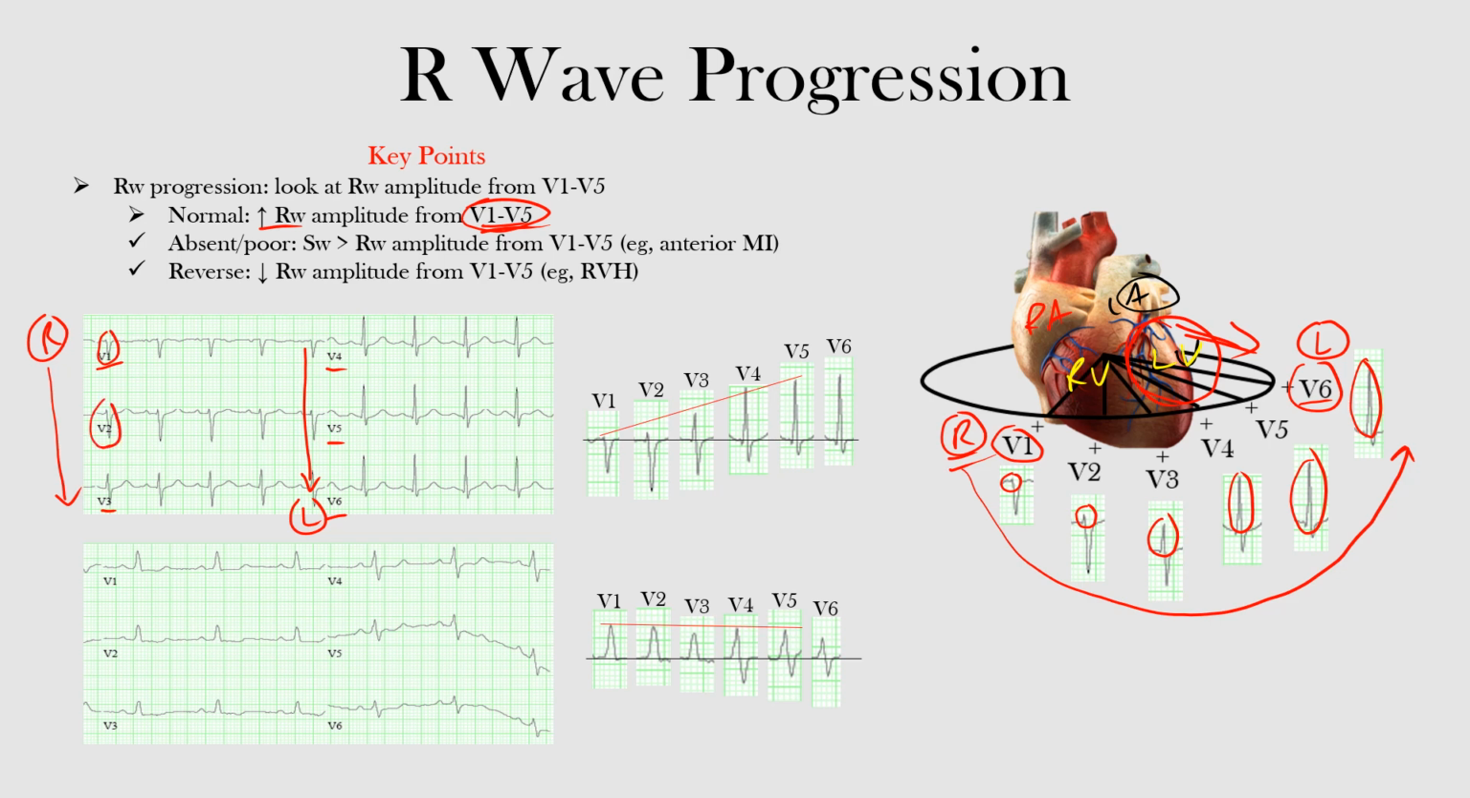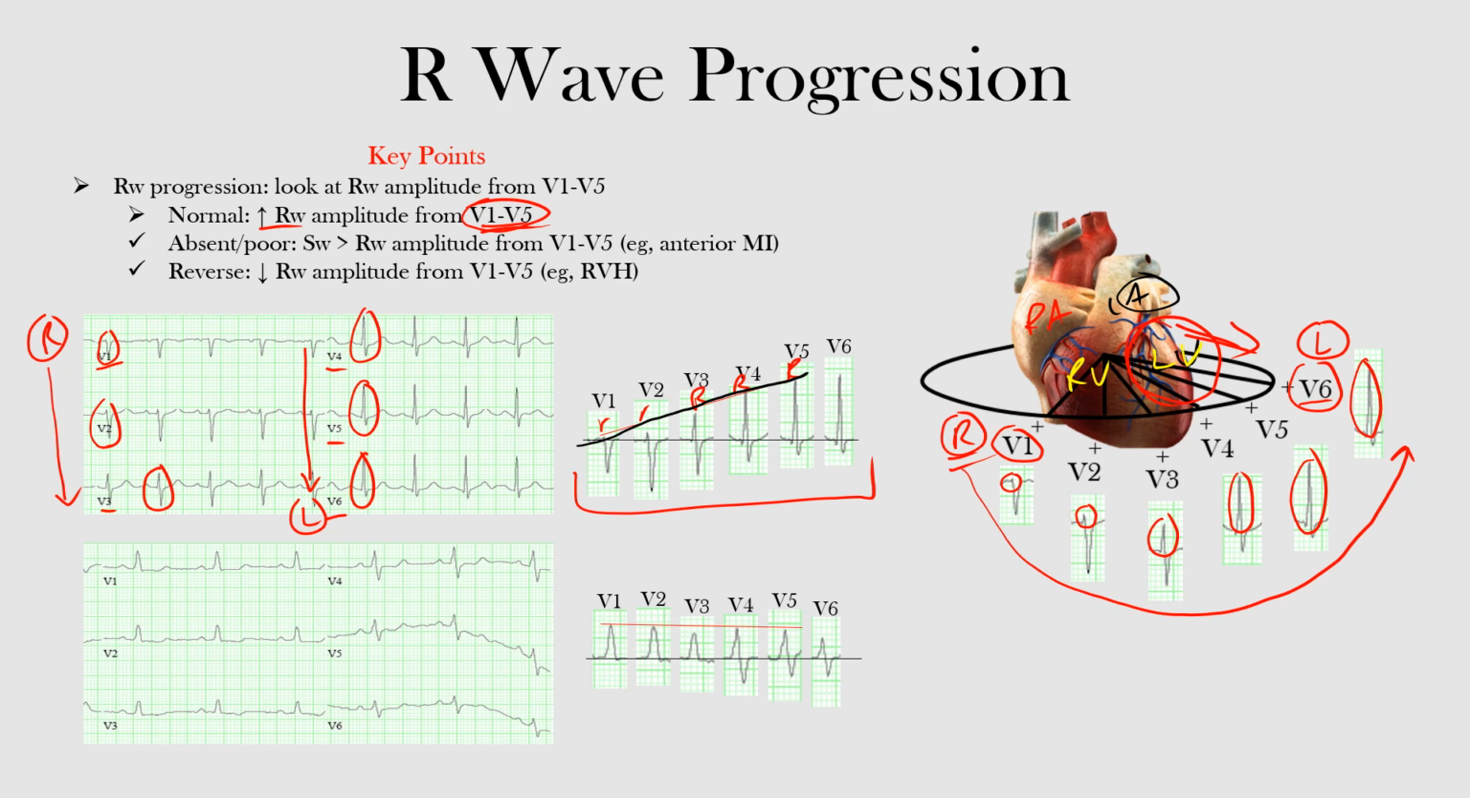If we take each of these complexes out, you can see them here, and notice that this is a small R wave, then a bigger one, and the R wave is getting bigger and bigger from V1 to V5. If you draw this red line, notice that it's going up in amplitude. We call that normal R-wave progression. That's what we should normally see.